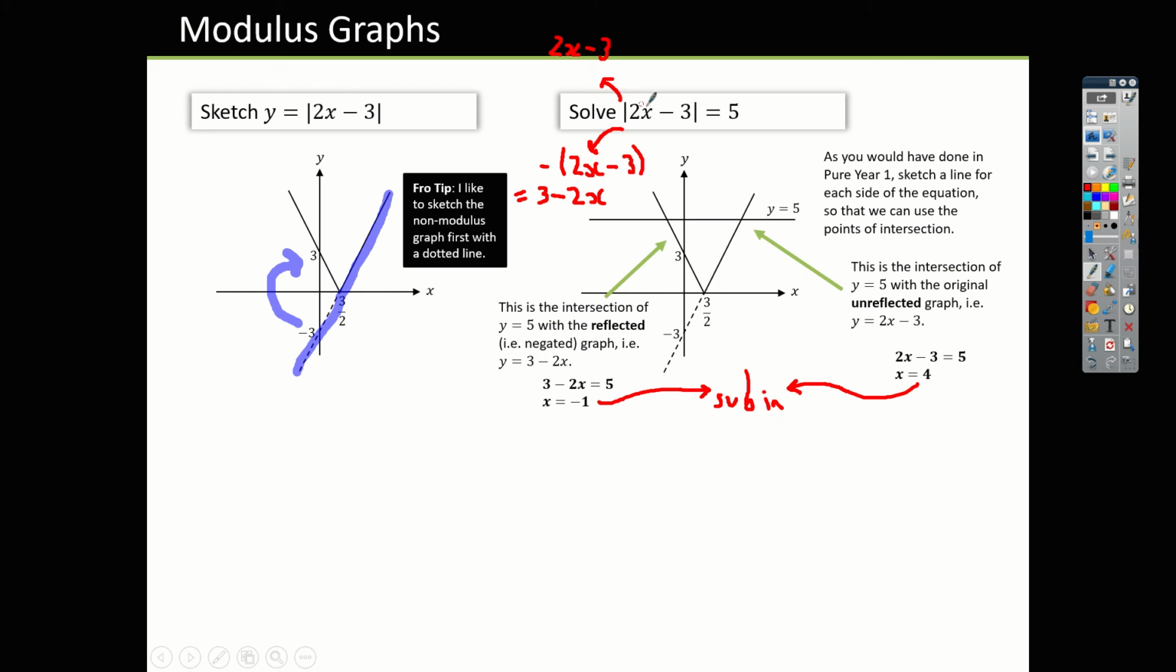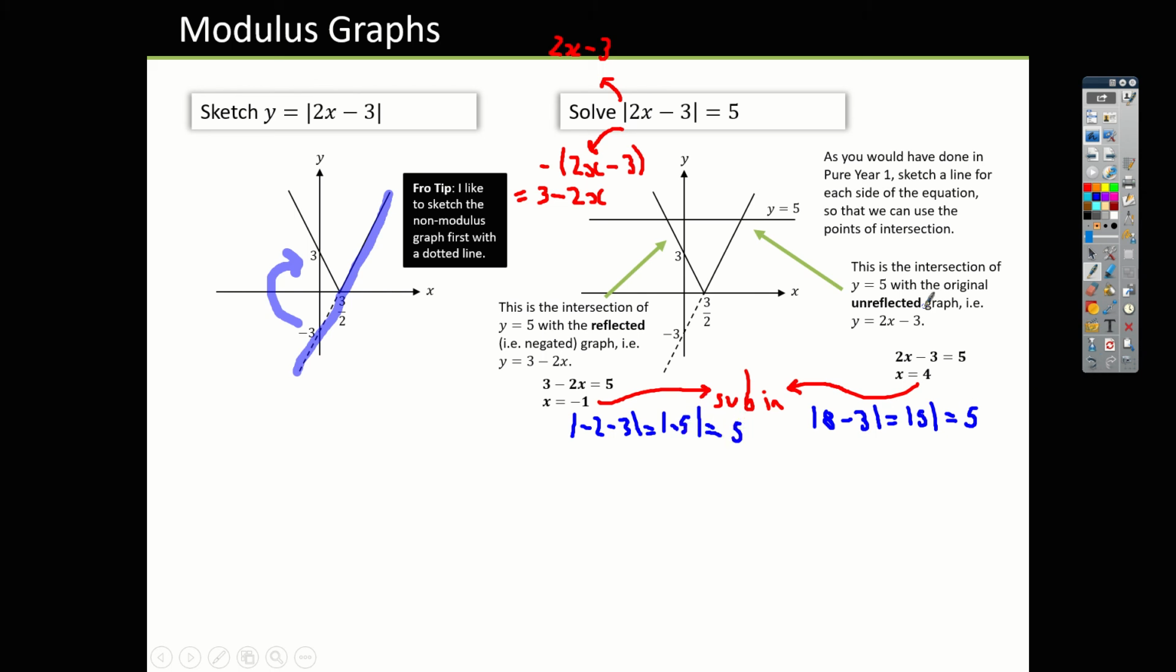So let's put in x equals 4. So you get mod of 2 4s are 8, minus 3, that's the modulus of 5, which is 5. So that one's good. For minus 1, you sub that in. So 2 times minus 1 is minus 2, minus 3, that's minus 5. Take the modulus, and it becomes 5. Okay, so we're good for those, okay?